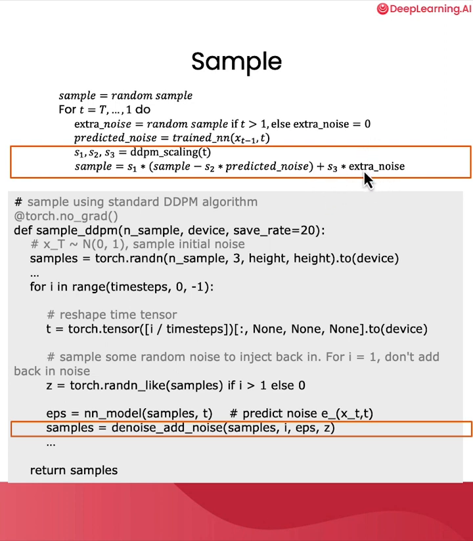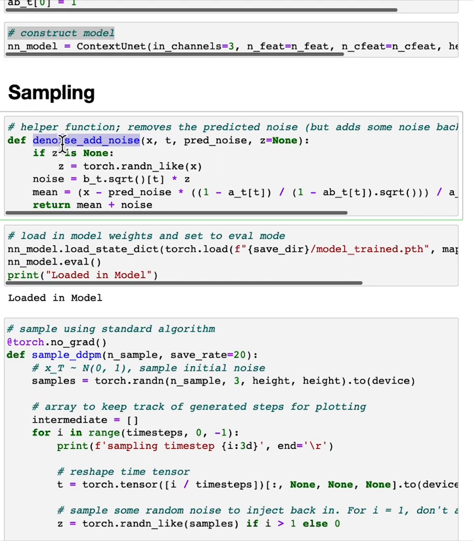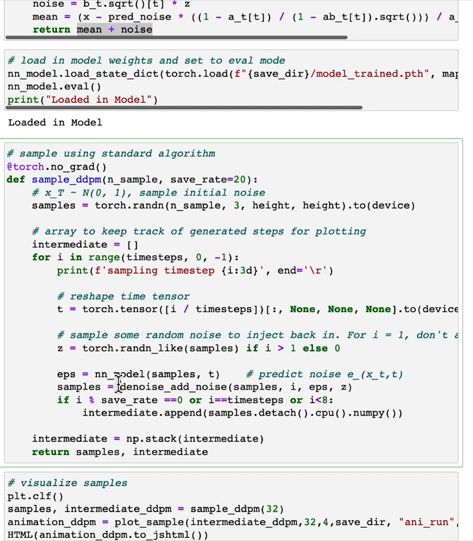So now let's take a look at the notebook. So now in this function, denoise add noise, we are talking about the add noise part. And what that is, this Z that you randomly sampled, that's that extra noise. And you scale it by some factor, and then you actually do add it back in. And again, that all happens down here in your main algorithm.